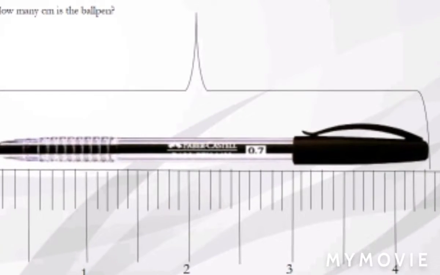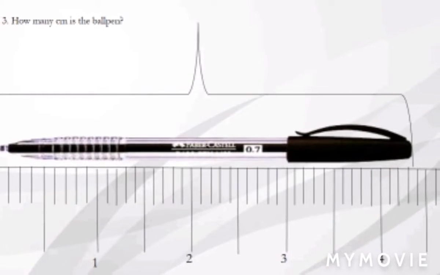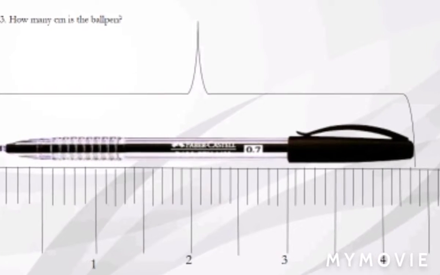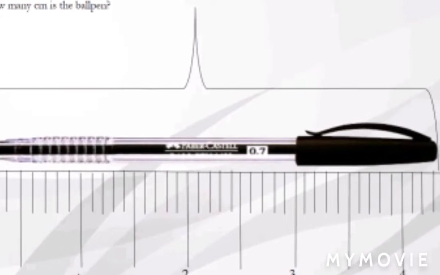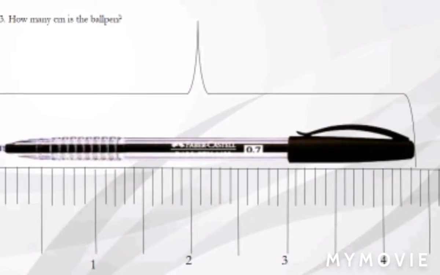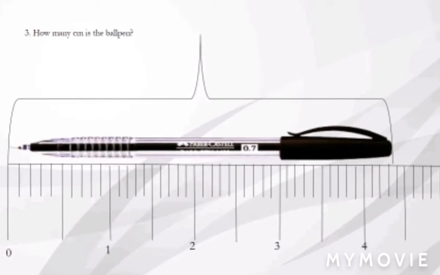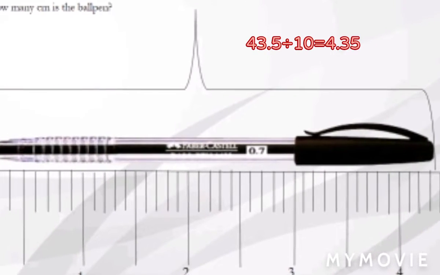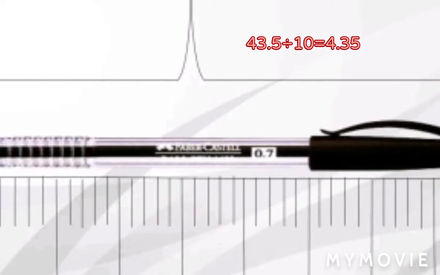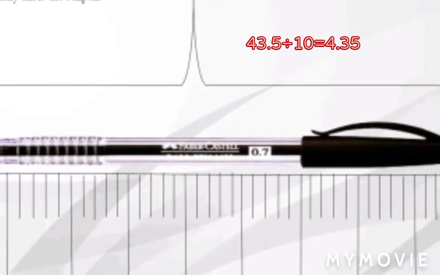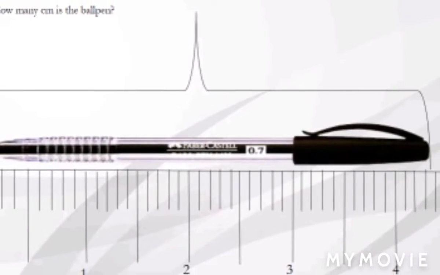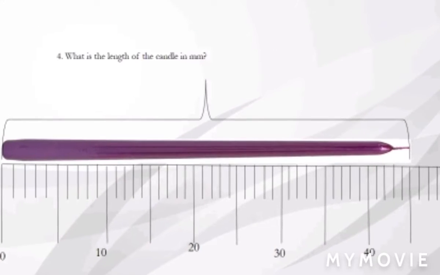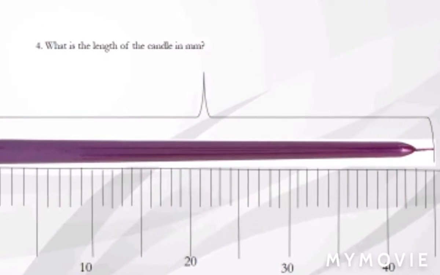And if we are going to convert 43.5 into centimeters, in converting millimeters to centimeters, we are going to divide the number of mm by 10 to get the number of cm. So, the number of mm is 43.5 divided by 10, it is equal to 4.35. So, the ball pen is 4.35 centimeters.